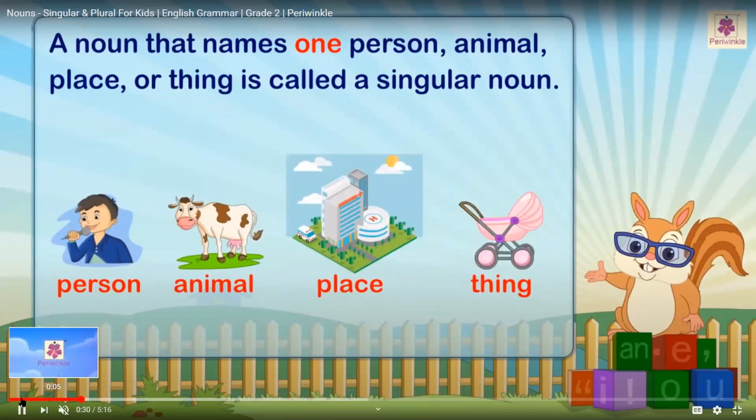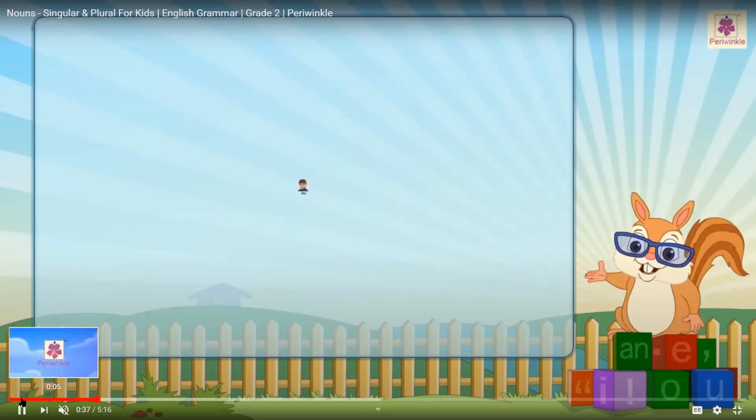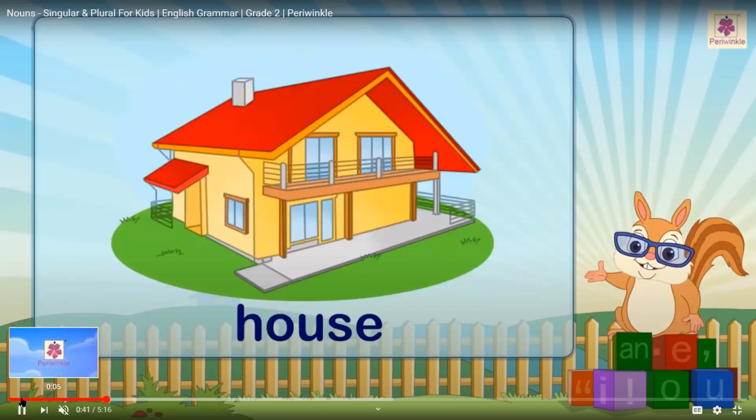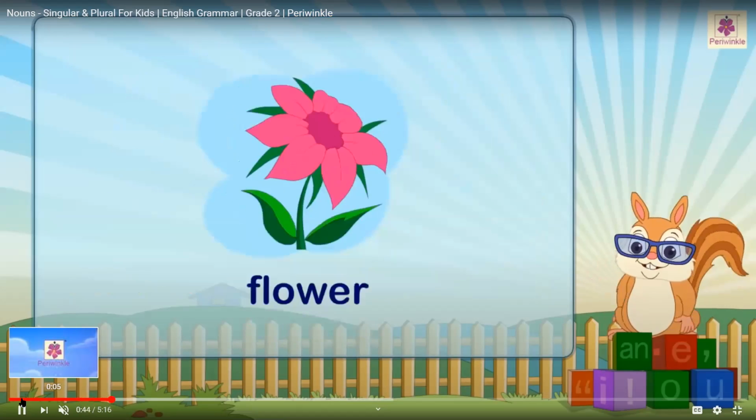That should be one, anything. It may be an animal, a place, a thing, or a person. They should be one. Then it is a singular form, right? Boy is singular, cat is singular, house is singular, flower is singular.